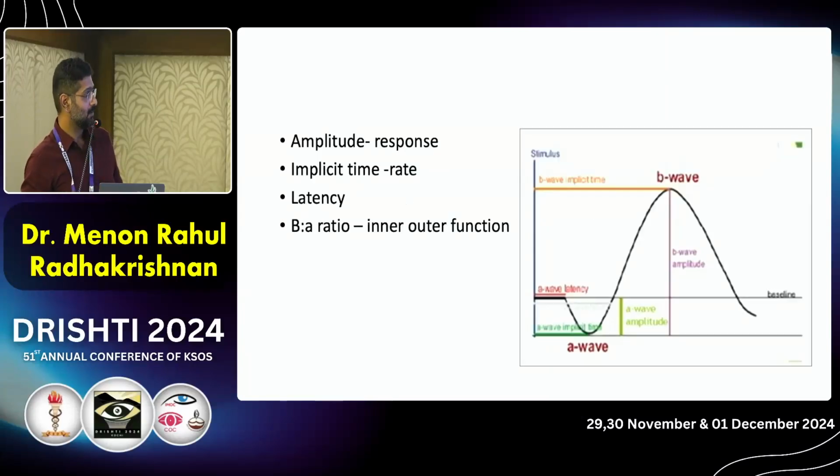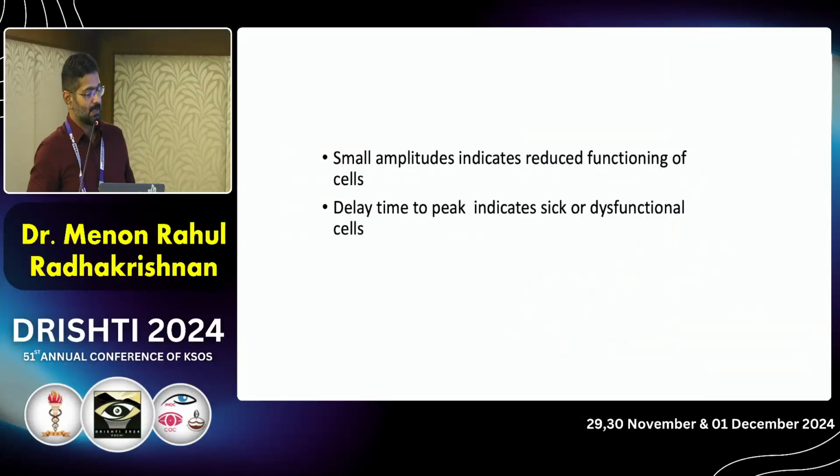An important point is the B to A ratio. The B wave is from the inner retina and the A wave is from the outer retina, from the photoreceptors. So you get good information about the health status of the inner retina and the outer retina from this ratio. Small amplitude indicates reduced functioning of the cells, and when there's a delay in the time of onset to peak, this indicates that the cells are sick or dysfunctional.